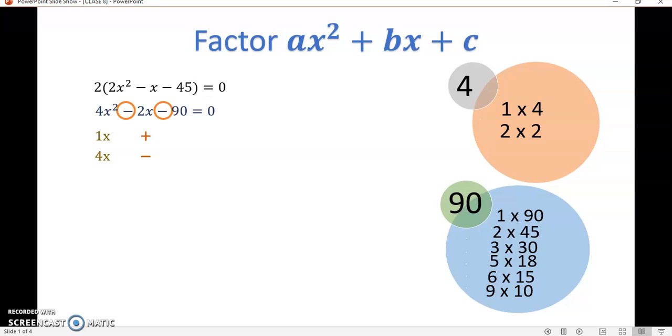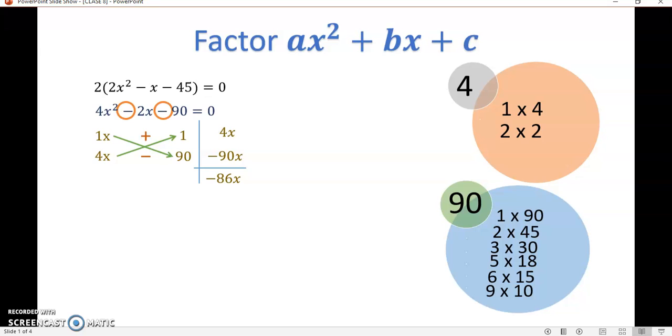1x and 4x. Now, for 90, I'm going to start with 1 and 90. Okay, and here I use my scissor method to prove if these values are the correct ones to use. So I'm going to multiply the 1x times the negative 90, and this will be equal to negative 90x. And I'm going to multiply the 4x times the 1, and this will be equal to 4x. So in here I subtract the 4x minus 90x, and I'm going to have negative 86x.